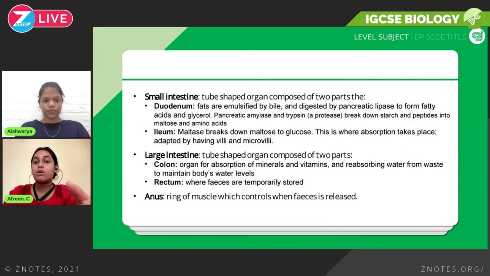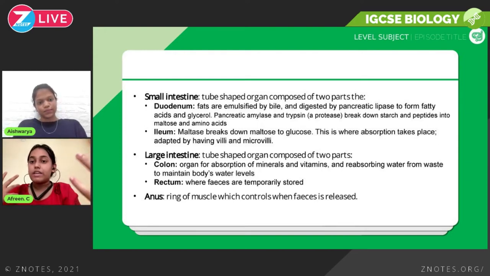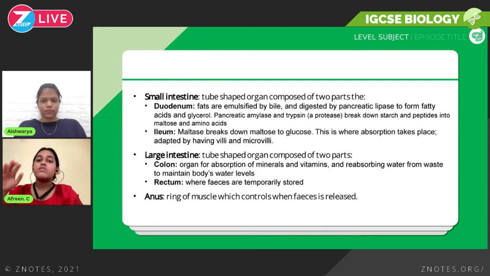The next part of the small intestine is called the ileum. The ileum has maltase, which breaks down maltose to glucose. So maltose is the substrate, glucose is the product, and maltase is the enzyme. The ileum is where most of the absorption in this whole process takes place. So it's equipped with villi and microvilli. Villi are basically ridges that look like this on the walls of the small intestine, so that the surface area of the small intestine is increased and there's maximum absorption of nutrients taking place.